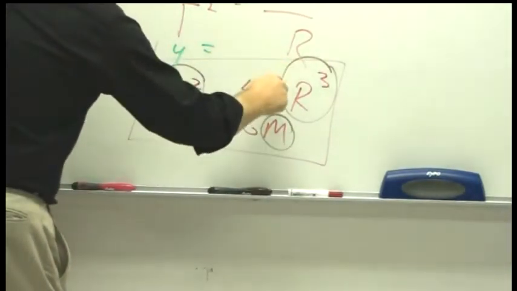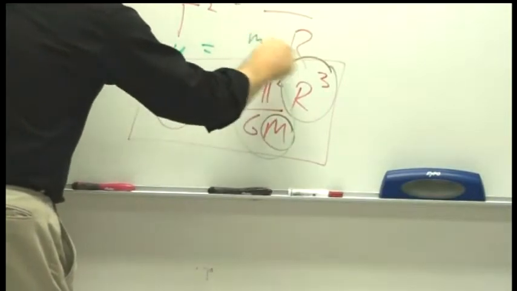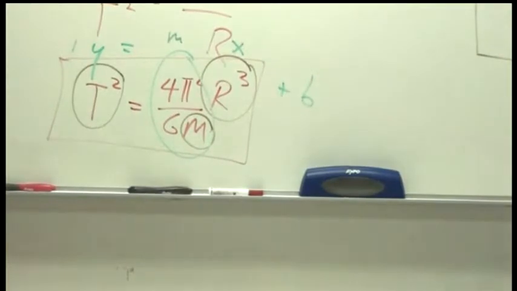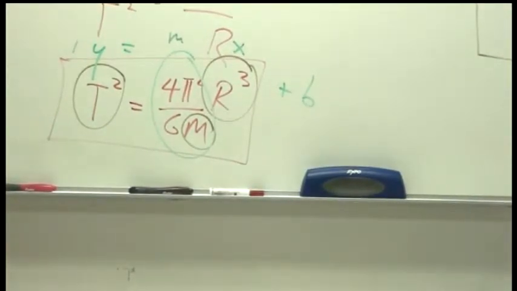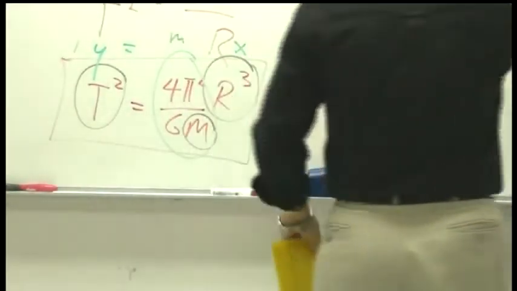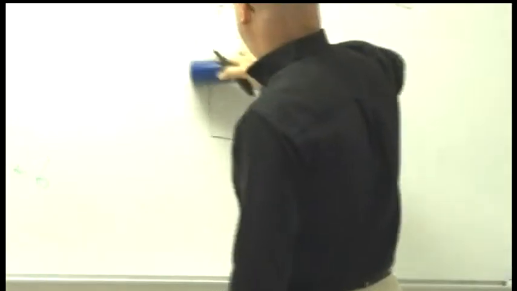y equals mx plus b. Where's the y-intercept? It's 0. Should be at 0, right? So if I was going to graph this, it would look like this. I would have t squared on the y-axis.